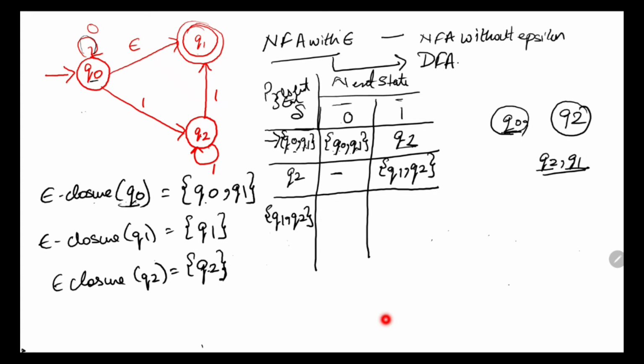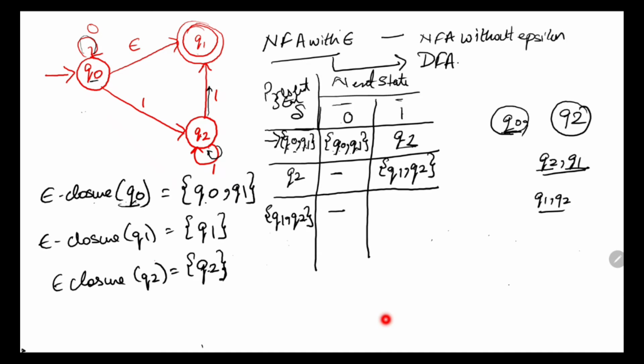Now Q1, Q2 with 0, right? Q1 with 0, no transition. Q2 with 0, no transition. We will put a blank here. Then Q1, Q2 with 1. Q1 with 1, no transition. Q2 with 1, again two transitions. It goes to Q1 and Q2. See, Q2 with 1 goes towards Q1 and Q2 with 1 comes back to Q2 also, right?